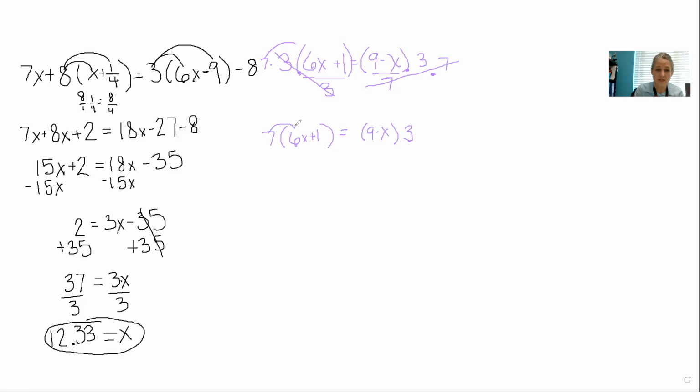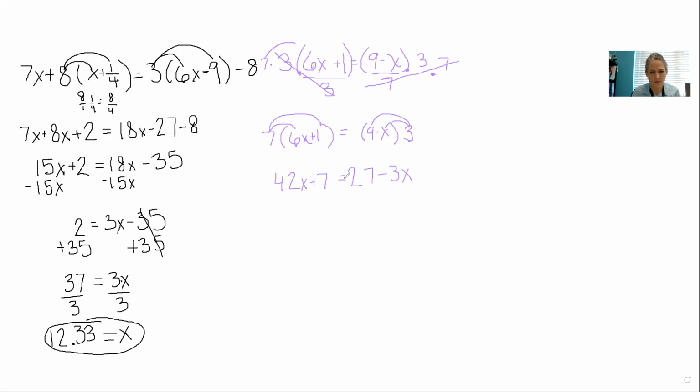So 7 times 6x and then 7 times 1. 7 times plus 1. So 7 times 6x is 42x. I've got a plus 1 here, and that plus is important. So 7 times plus 1 is plus 7, okay? And then 3 times 9 is 27. And 3 times minus x is minus 3x. The sign that's in front of it is important. It needs to be carried down. Unless we've got a different sign here and then they flip-flop. Okay. So over here after this step, I had a bunch of like terms that I needed to combine, but I don't have any of that over here.